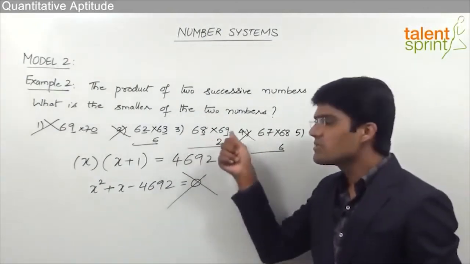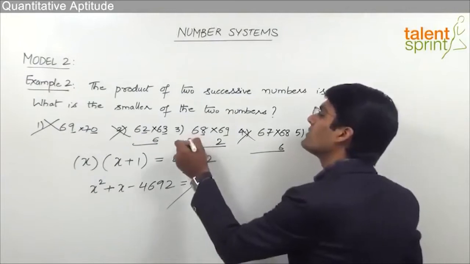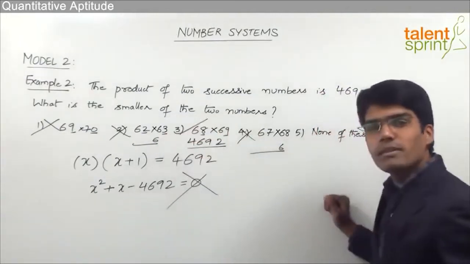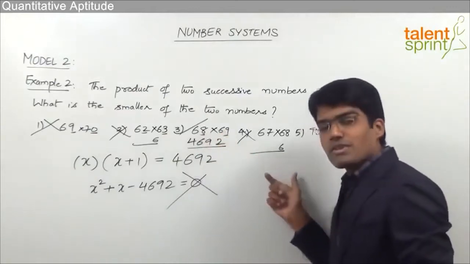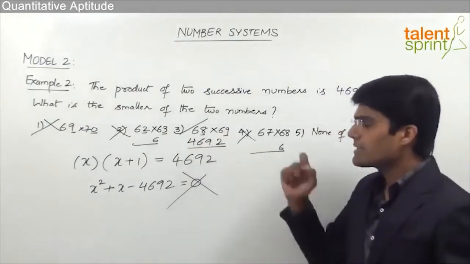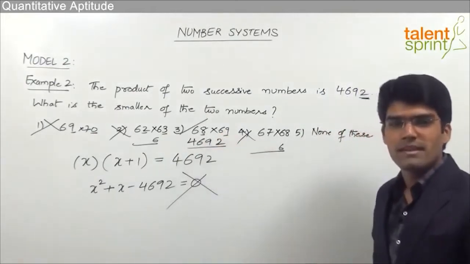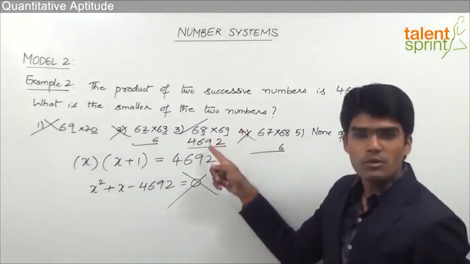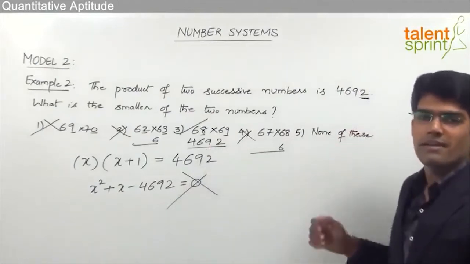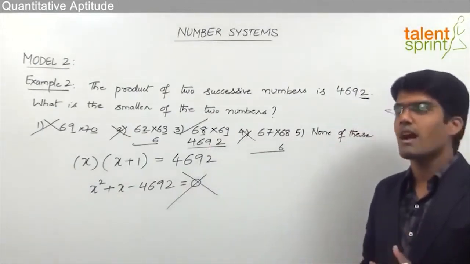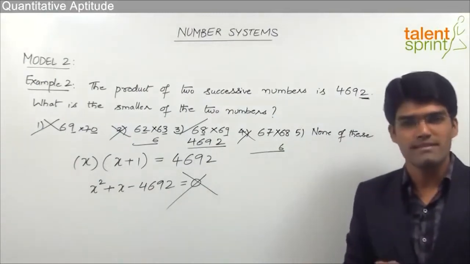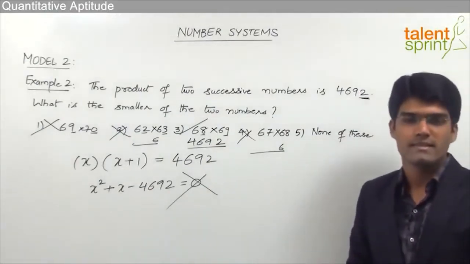And 68 into 69 is actually 4692. So option 3 will be the correct answer. Now this product has to be actually multiplied and verified, and it will come out to be 4692. So we can say that option 3 is the correct answer. If this were not equal to 4692, then option 5 would have to be the correct answer. So this is how, simply by eliminating the wrong options based on the concept of the units place, you can find out the correct answer.